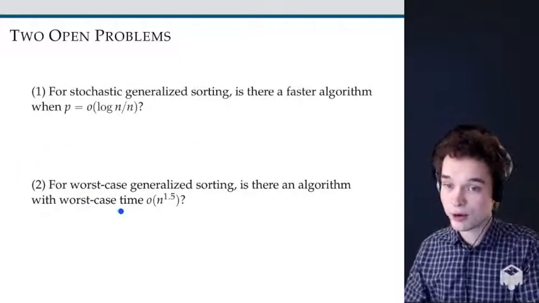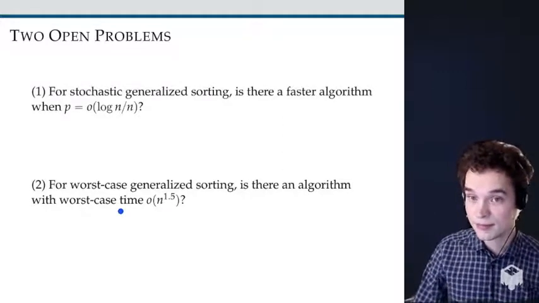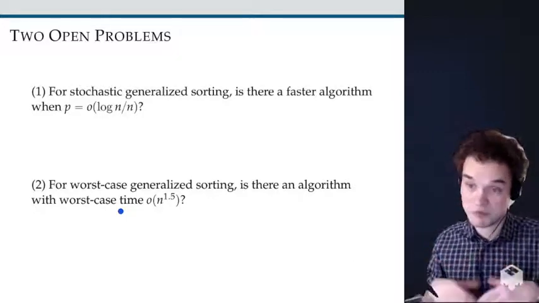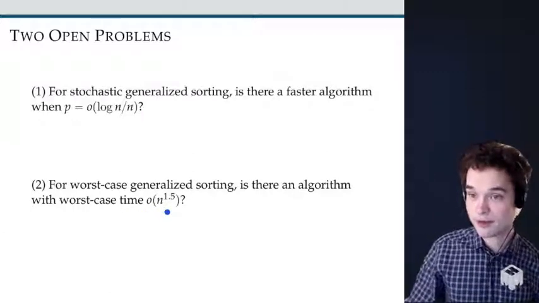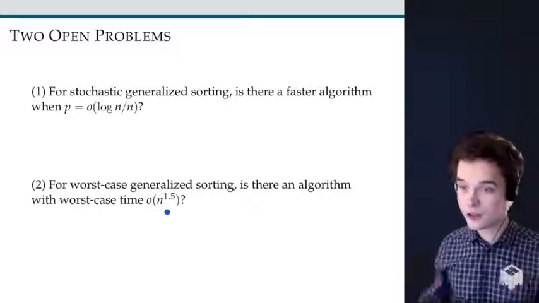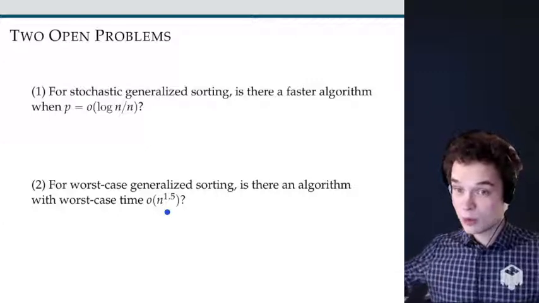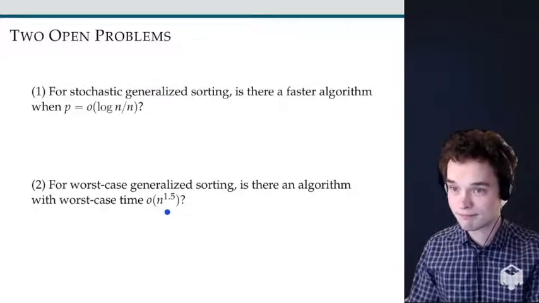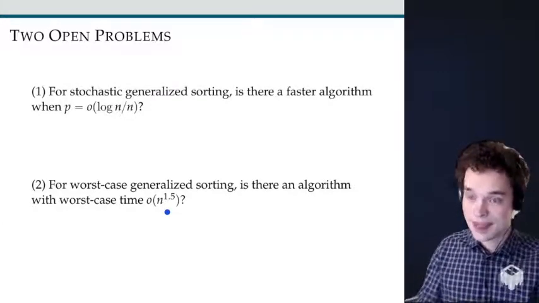The second open problem, of course, is can we do even better for worst-case generalized sorting? In particular, in the case where your graph is relatively dense, containing order n squared edges, can we do something that's better than n to the 1.5? Or alternatively, can we prove any non-trivial lower bounds, showing that, for example, worst-case generalized sorting is genuinely harder than classical sorting? So those are two open problems that I'd be really interested to see progress on, and that concludes the talk.